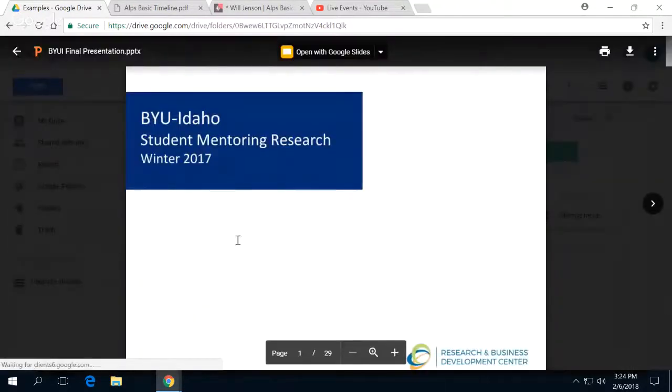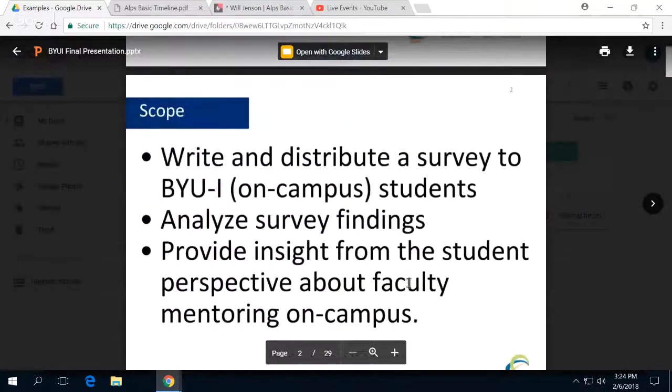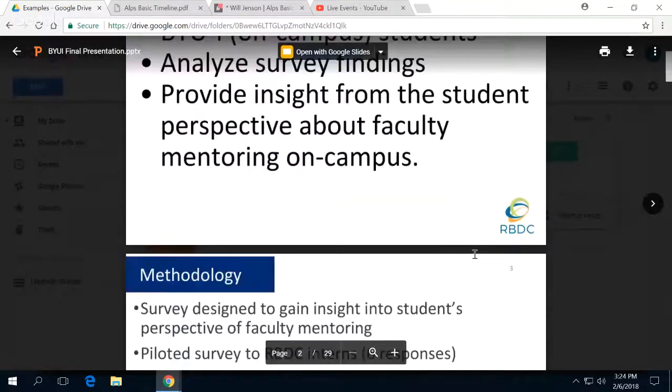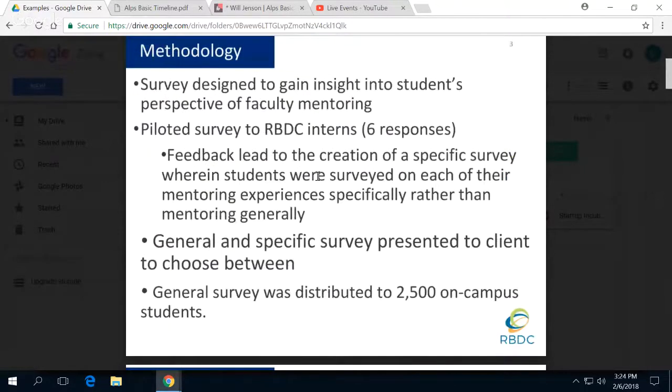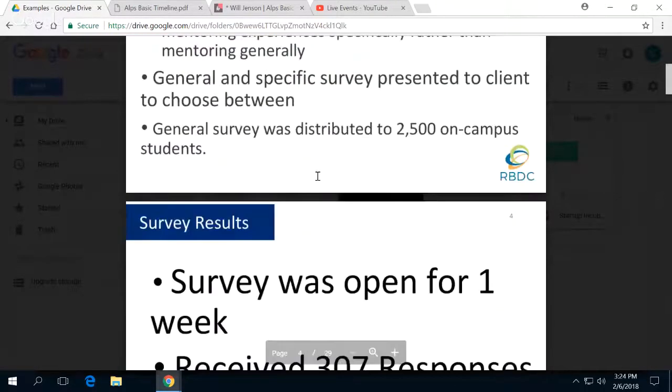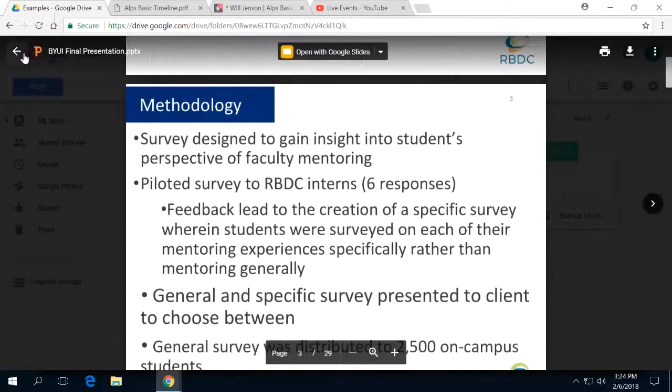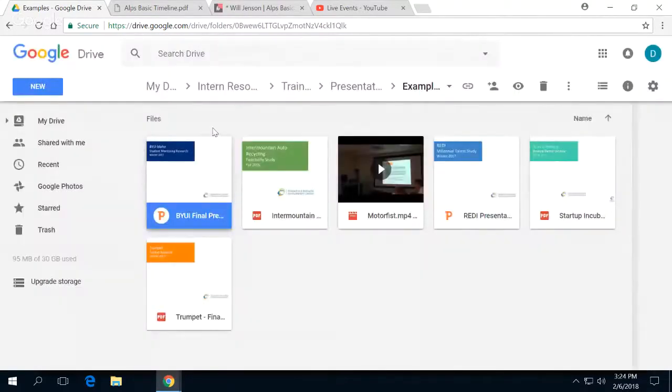This is a project done for BYU Idaho, which has a very simple scope, and they just have one slide for methodology. So if it fits on one slide, then that's totally fine. Most of you could probably have your methodology fit on one slide. And if you don't know, that's also okay.